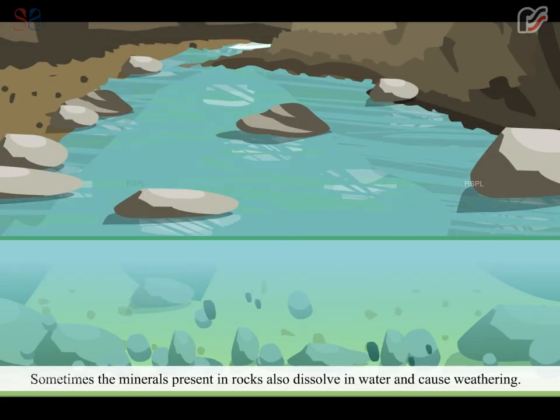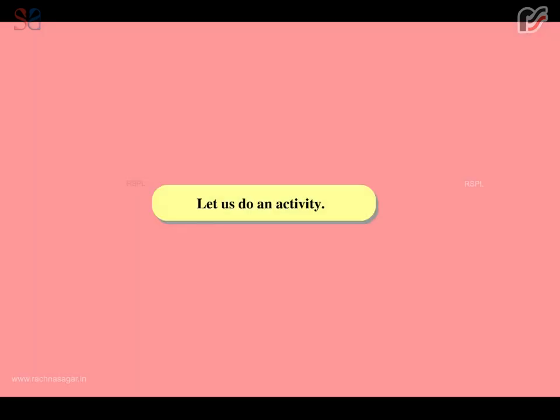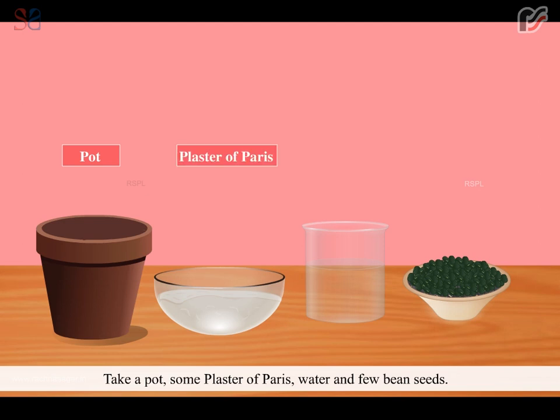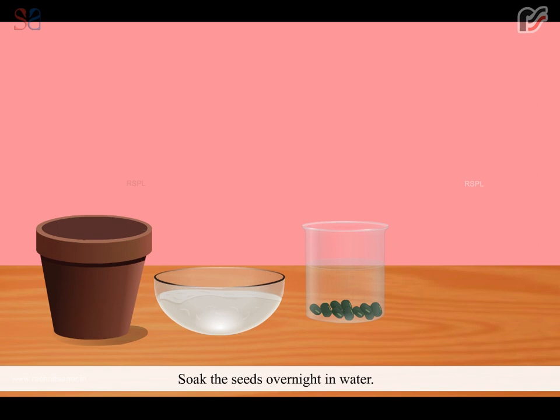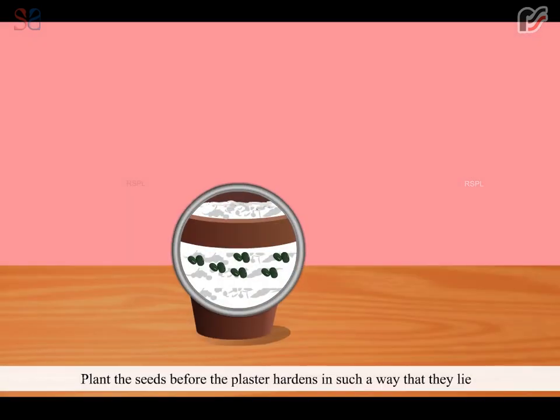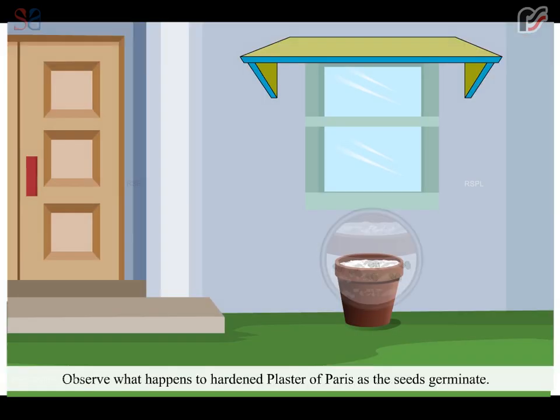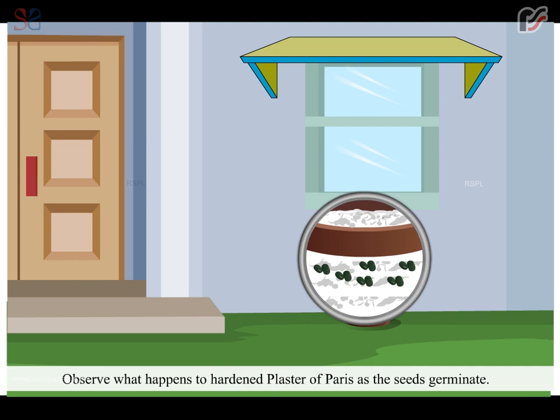Sometimes the minerals present in rocks also dissolve in water and cause weathering. Let us do an activity. Take a pot, some plaster of Paris, water, and few bean seeds. Soak the seeds overnight in water. Now, mix plaster of Paris and water in the pot and make a thick paste. Plant the seeds before the plaster hardens in such a way that they lie 1 centimeter below the surface of plaster. Keep the pot in a warm place but in shade. Observe what happens to hardened plaster of Paris as the seeds germinate.